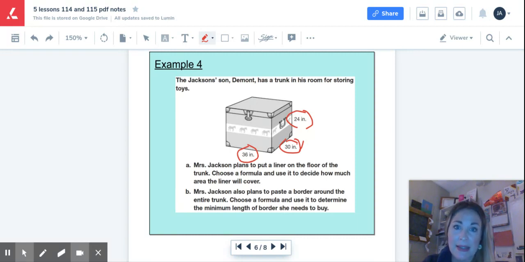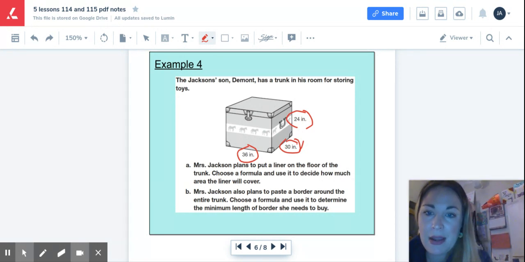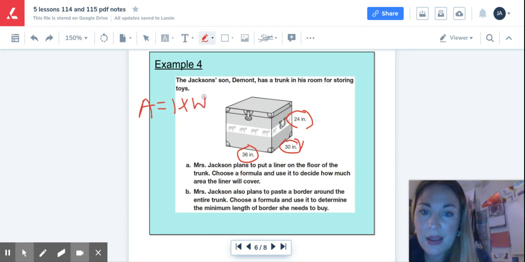So let's read A and see exactly what they want us to solve here. Mrs. Jackson plans to put a liner on the floor of the trunk. Okay. Choose a formula and use it to decide how much area the liner will cover. Okay, so a liner is just going to be like a thin, flat thing under the trunk. We're talking about area then. We're talking about this length times the width. Okay, so length times the width, that would be, okay, so first of all, I'll write that out. Area is length times width. In this case, it's 36 times 30.